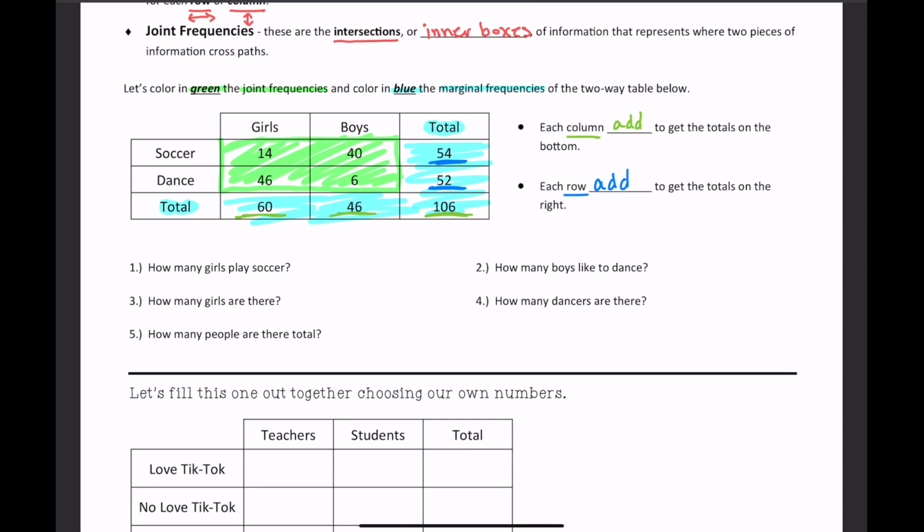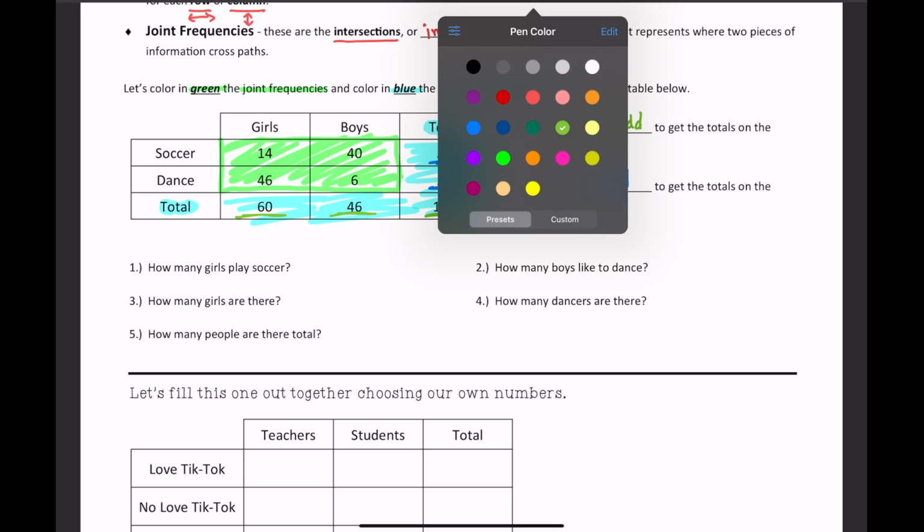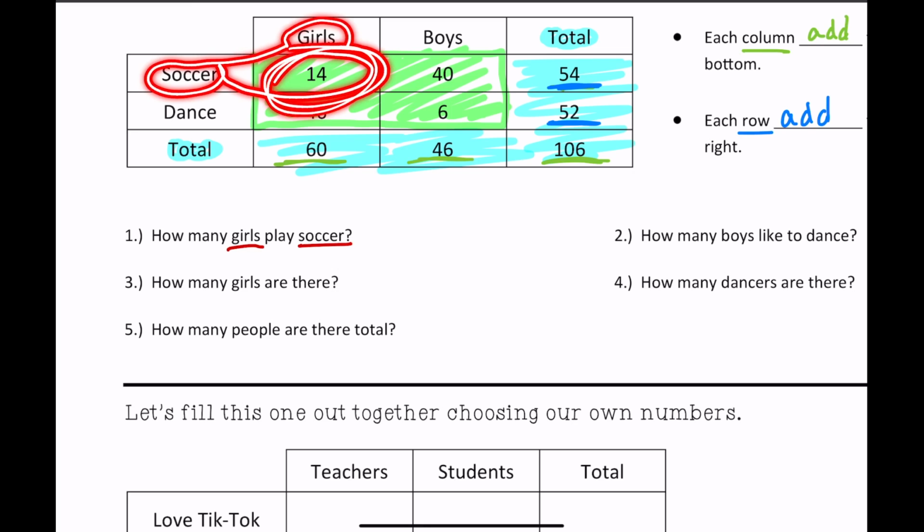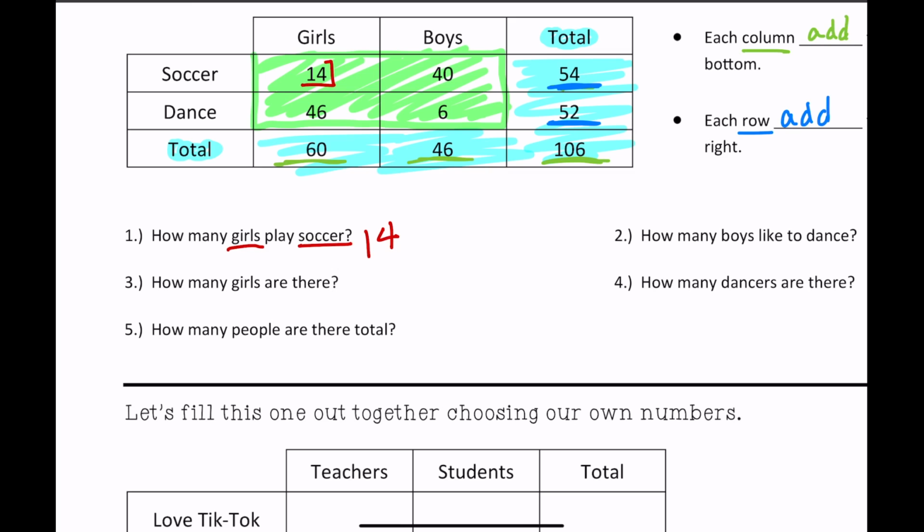All right, so let's read this and see if we can understand it. I'm going to go through a lot of colors here. So how many girls play soccer? What we're going to do is look for the row about girls and the row about soccer. Where do they cross paths? They cross paths at 14, so the answer is 14.